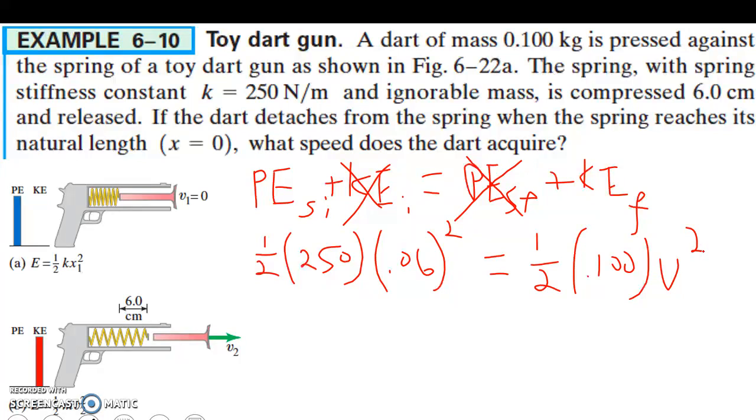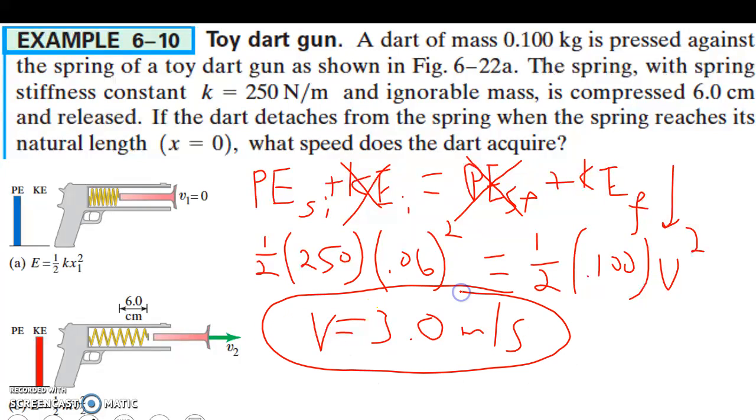But here's our problem set up again. We have everything but the velocity squared, or the velocity. We just solve for velocity and we get 3 meters per second when we do the math again. Always check my math.